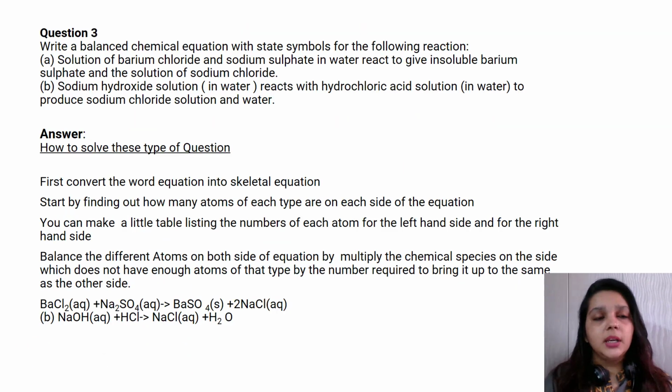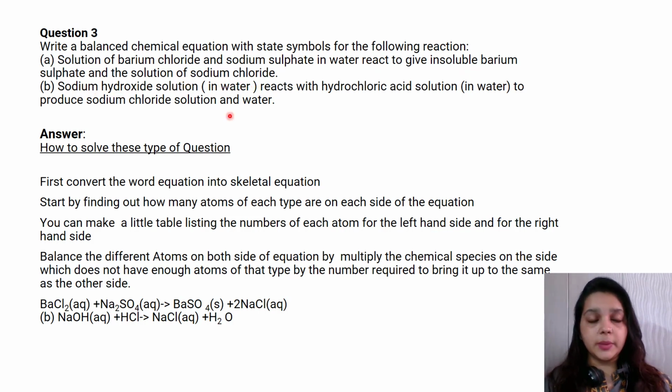Okay. Question number 3. Write a balanced chemical equation with state symbols for the following reactions. The first part is: solutions of barium chloride and sodium sulfate in water react to give insoluble barium sulfate and a solution of sodium chloride. So it's an absolute word problem, a sort of word equation. We're going to convert it directly into a chemical equation, right?